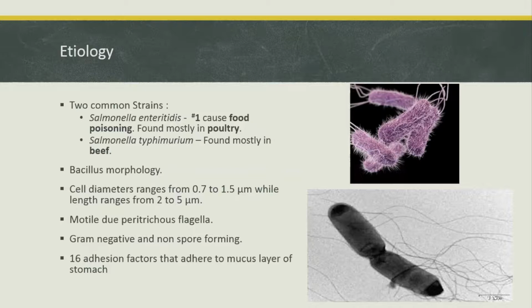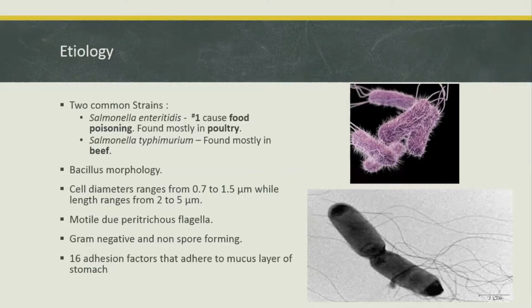It is a motile bacteria due to its peritrichous flagella. Peritrichous is defined as having flagella randomly over the body, as you can see from the photos on the left-hand side of the slide. This allows the bacteria to move in any direction depending on which flagella are moving on the body. Cell diameters range from 0.7 to 1.5 micrometers, while the length ranges from 2 to 5 micrometers, making it visible under a microscope.